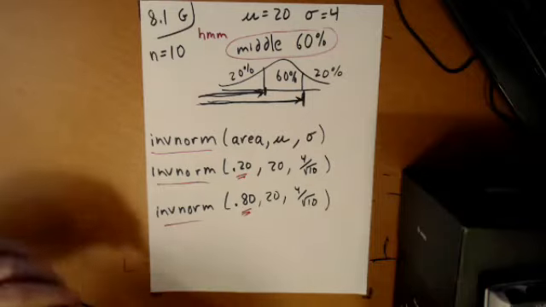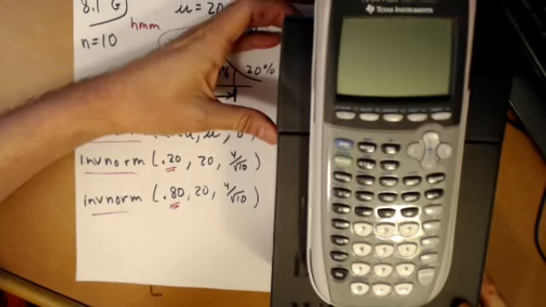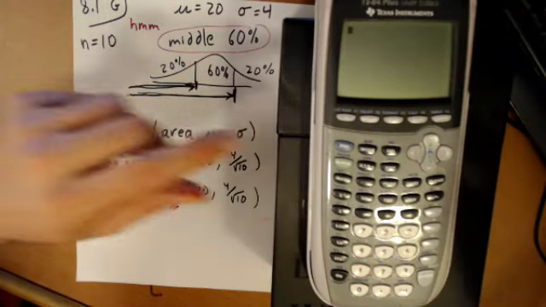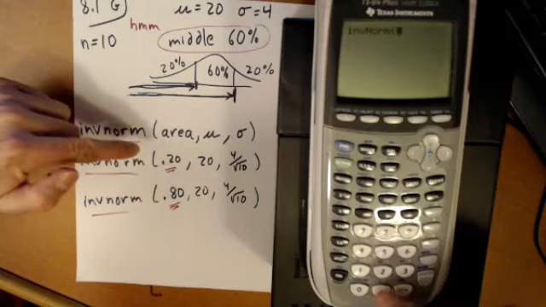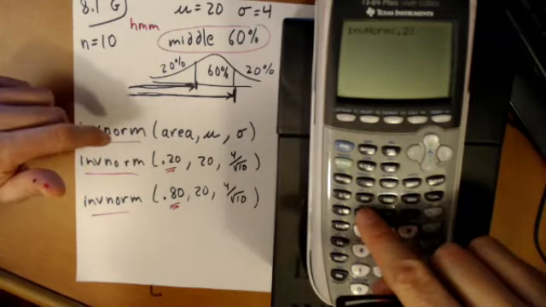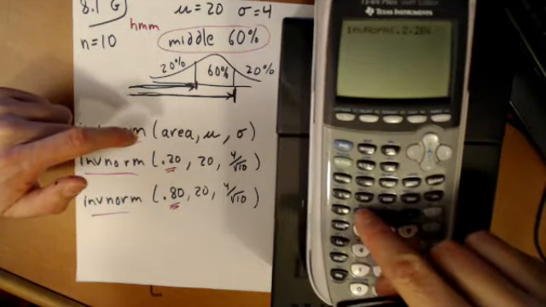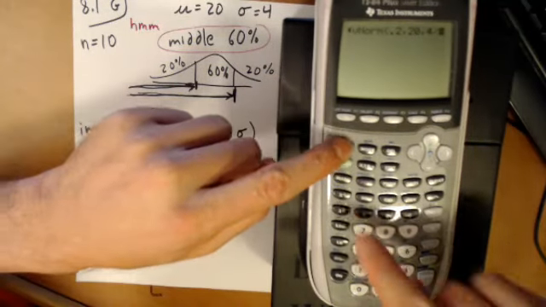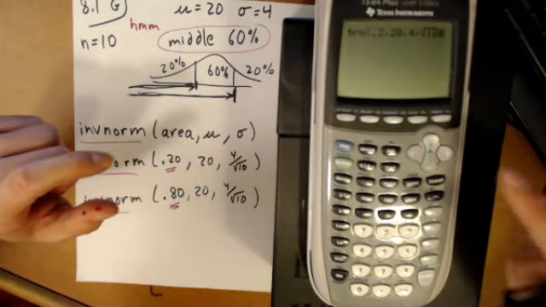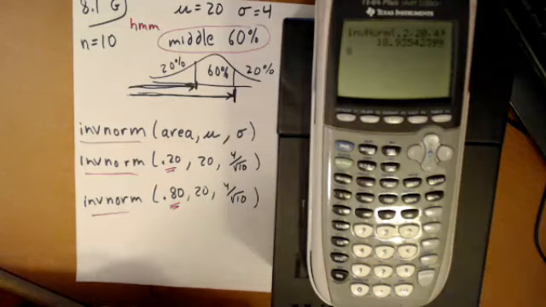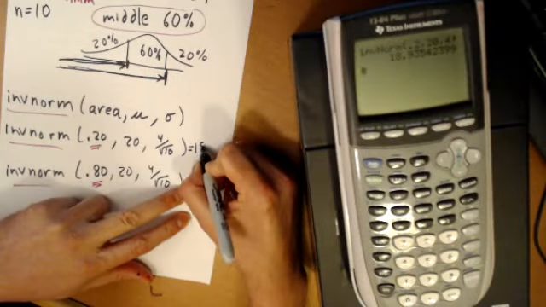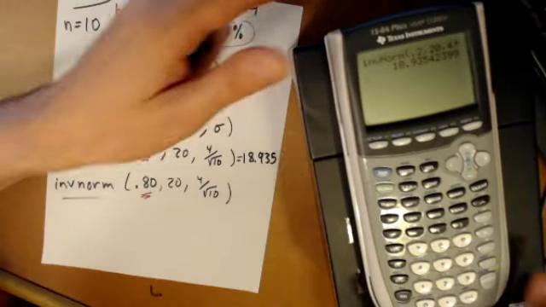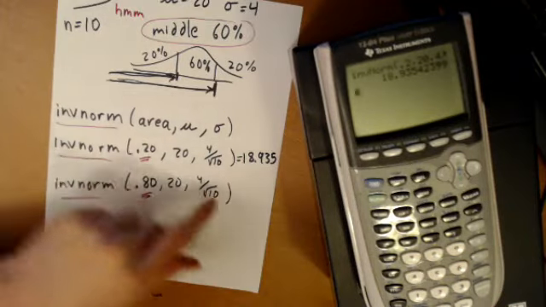Okay, now I just need to plug it into my calculator. Inverse norm is under second distribution, right below the normal CDF. For the first one, enter 0.20, comma, 20, comma, 4 divided by square root 10, slide out, end parenthesis, enter. That gives me 18.935. I rounded to the third place for no reason whatsoever, just because I ran out of room.